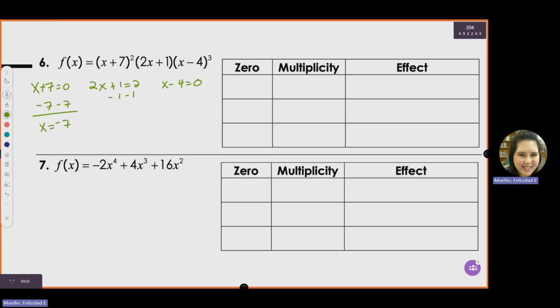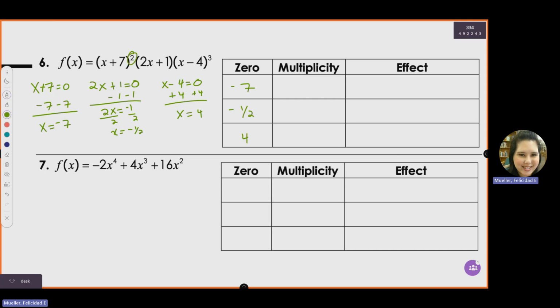Subtract 1 from both sides. 2x equals -1, oh, I'm sorry, this should be a -1. Divide by 2, x equals -1/2. And over here, plus 4, x equals 4. I like to list my zeros in numerical order if possible, so we're going to do -7, -1/2, and 4.